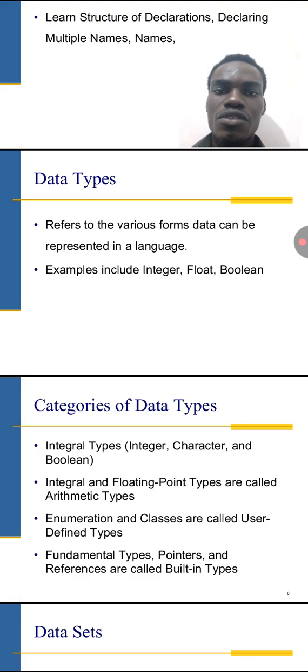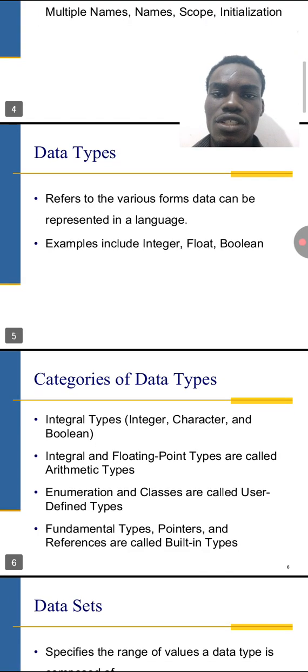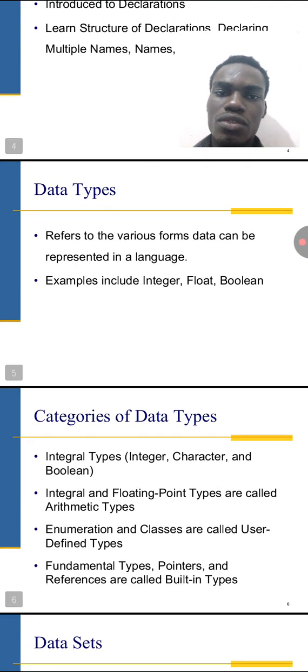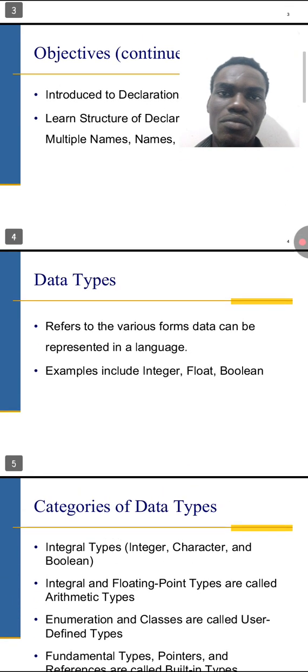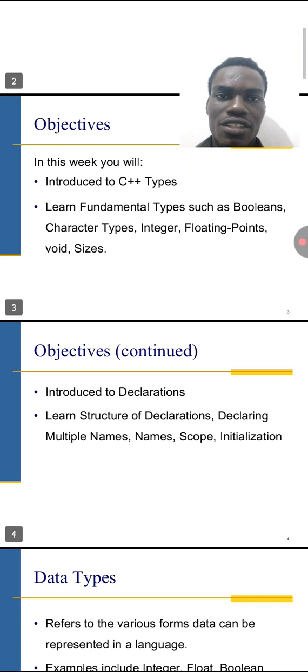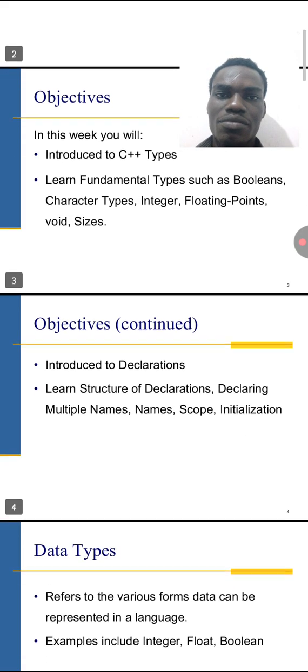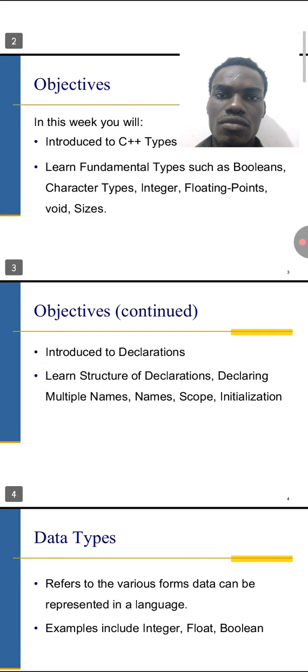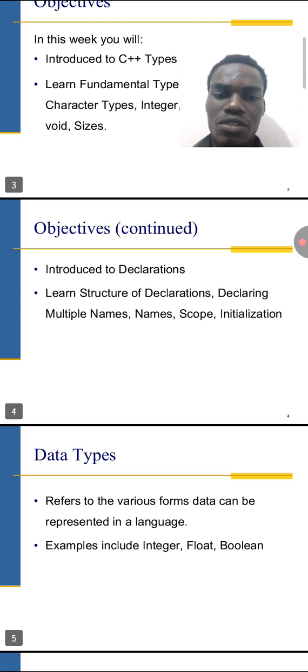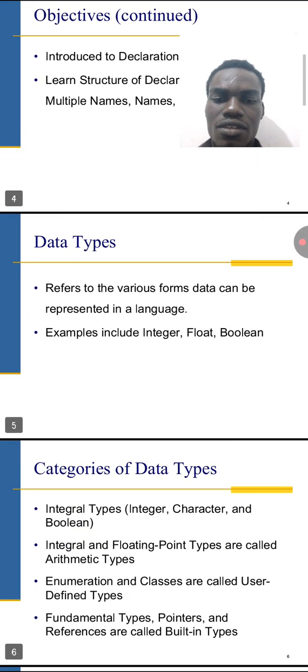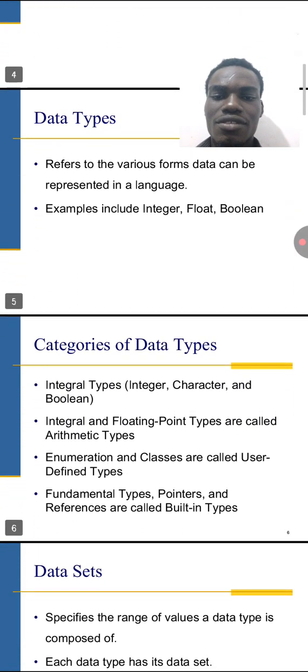Data types refer to the various forms data can be represented in a language. Examples include integer, float, and boolean. You can also have the char and the character.